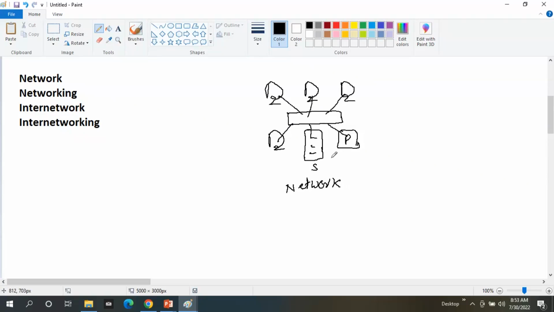Remember this statement, guys, I'll ask you again and again multiple times. You should answer it, okay? Interconnection of two or more devices is called a network. The thing is, why are all these devices interconnected? What is the importance of a network? This is your mobile phone.